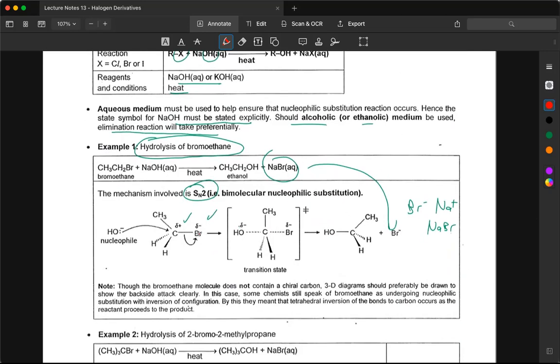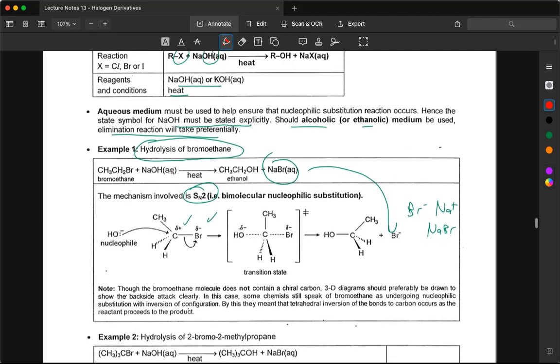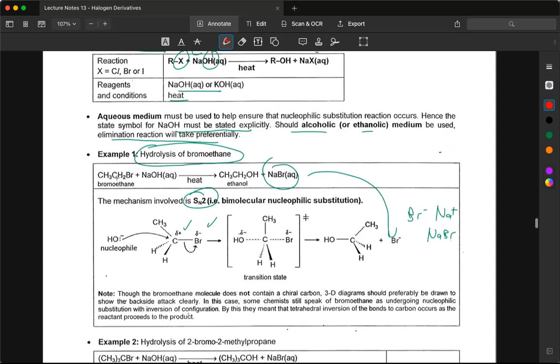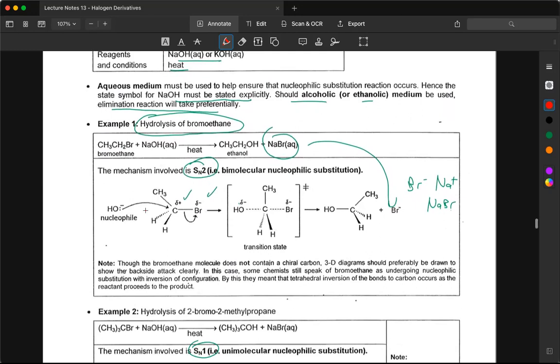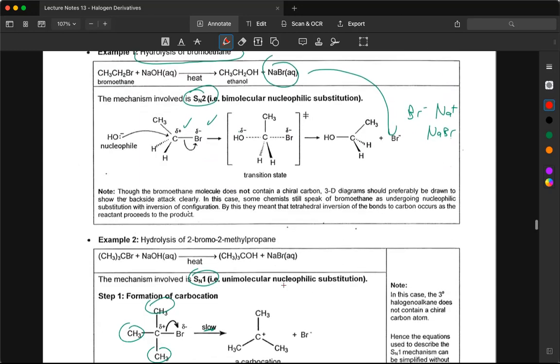So this is the example of bromoethane hydrolysis by sodium hydroxide. And because we are talking about primary halogenoalkanes, SN2 reaction occurs. So SN2 means backside attack by the nucleophile, forming the transition state. Yeah, this is the mechanism. So it's similar to what we have done, so we're going to go through this quite quickly.